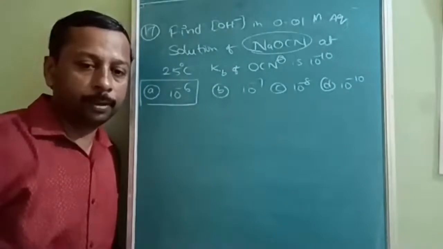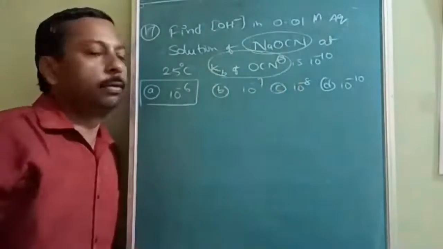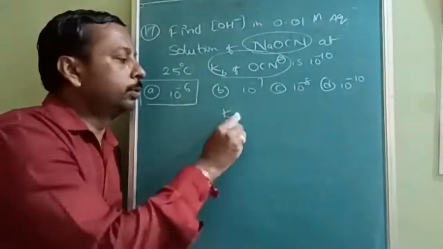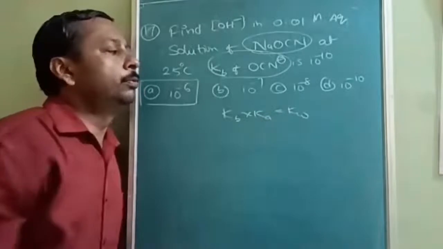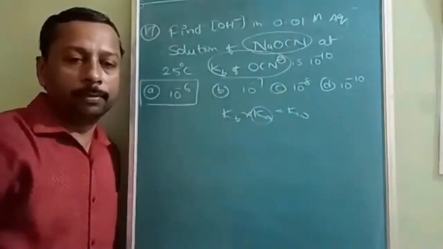Okay. Only thing twist over here is Kb is given. What you have to find out? Ka of HOCl you have to find out. For that, what you will use? Kb into Ka is equal to Kw. By using that, you will get the Ka value. By substituting in the formula, you will get pH.